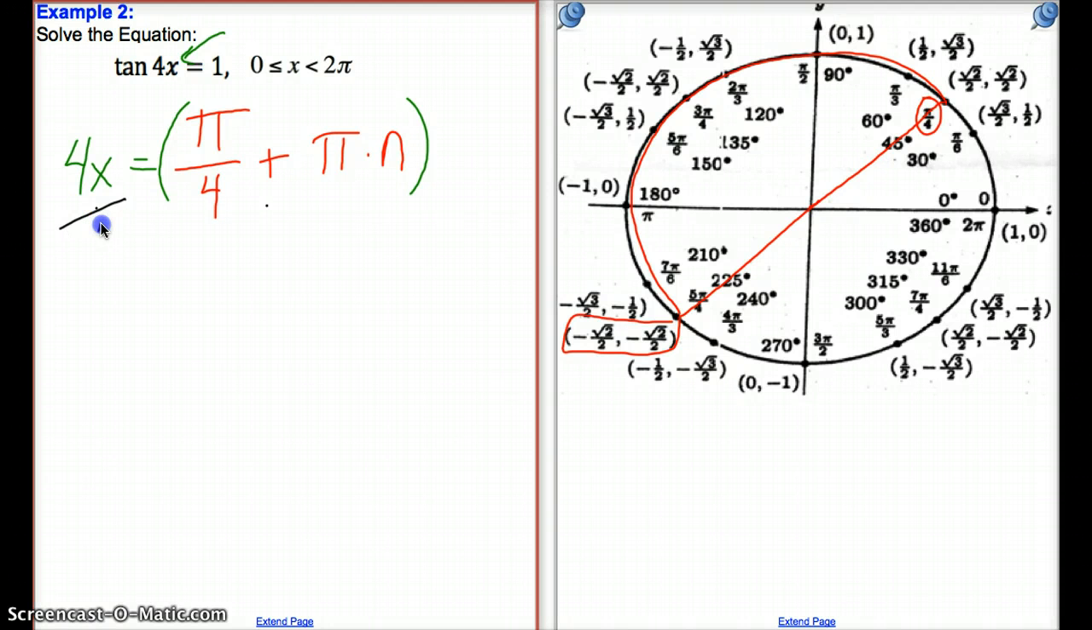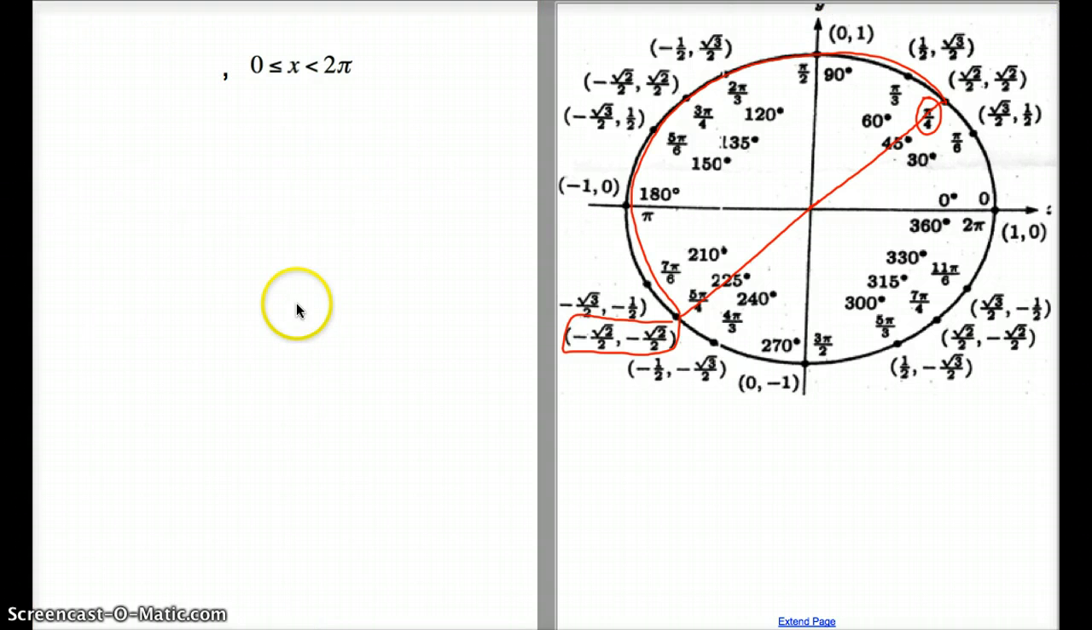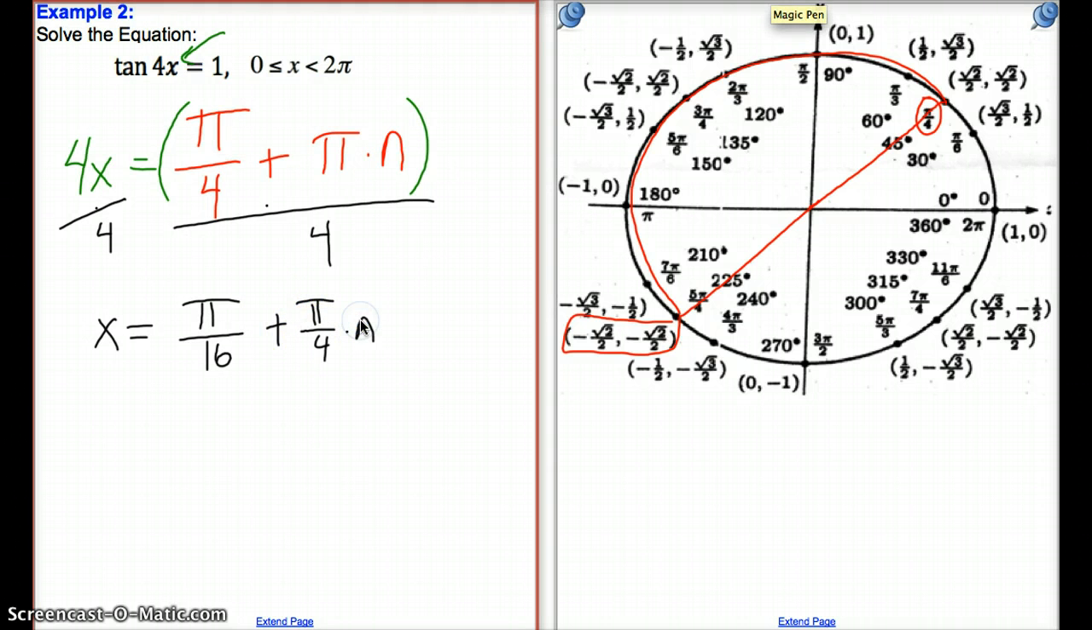So I'm going to divide both sides by 4. Everything divided by 4. Let's see what I get. So I get x equal to pi over 16 plus pi over 4 times n. These are the possible values where I will get an angle, an x value, that when I plug it in, I will get a tangent of 1 back up in this equation. Okay, here's why this works. If you're not totally convinced, let's take a look at some examples.